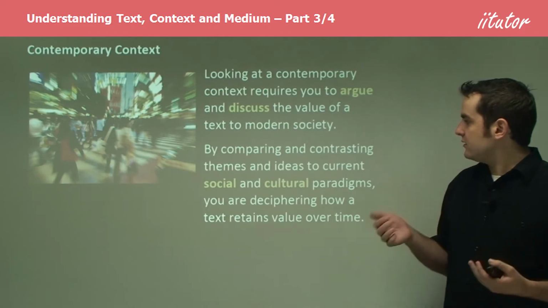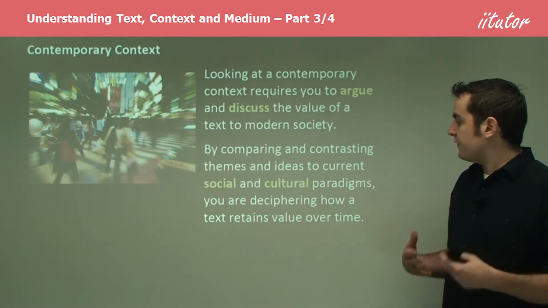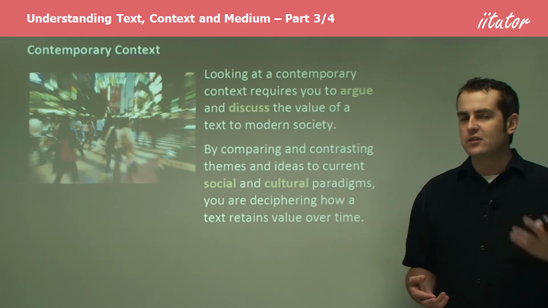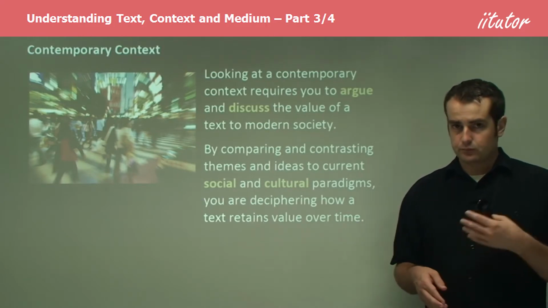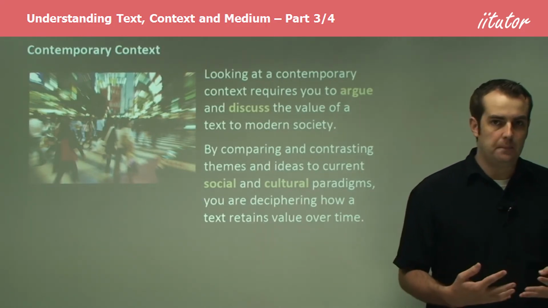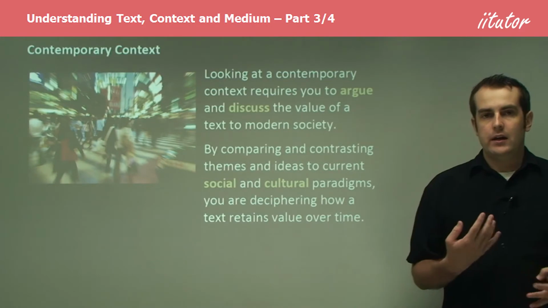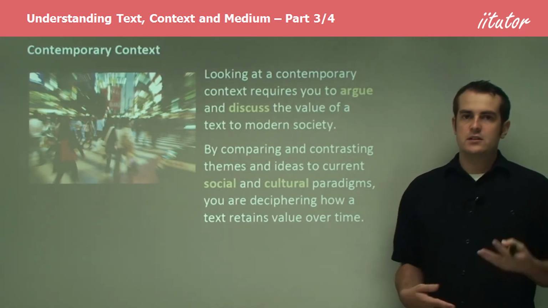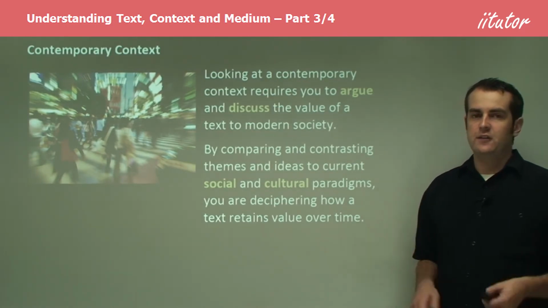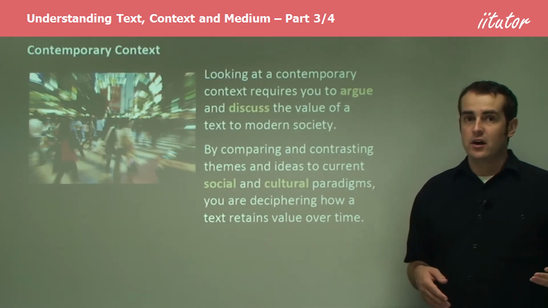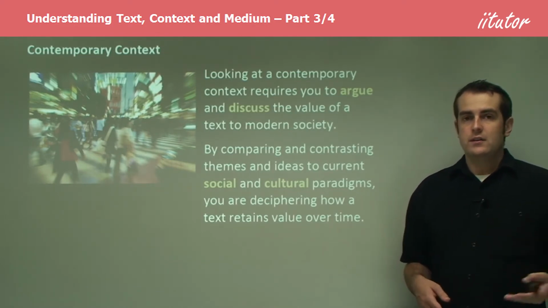Now, by comparing and contrasting themes and ideas to social and current paradigms, or basically trends that are happening now, you're deciphering how a text retains value and if that value does remain consistent. So in my earlier example, when I mentioned the rights of women, that's something that has changed quite a lot, and as I said, for the better. So by deciphering how a text retains value, if a text has a narrow-minded view towards women's rights, then obviously that's something that has changed over time, and the value of that text is probably lessened quite significantly, particularly if half the students in the class read it and go, oh my god, this is horrible, and even boys in the class will be going, oh my god, this is horrible, then it doesn't really retain its value.